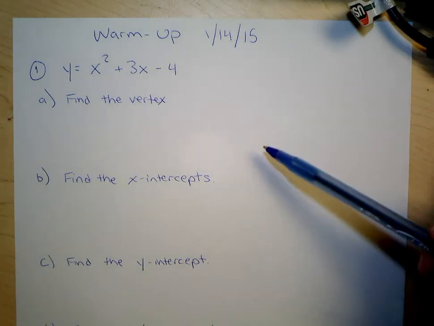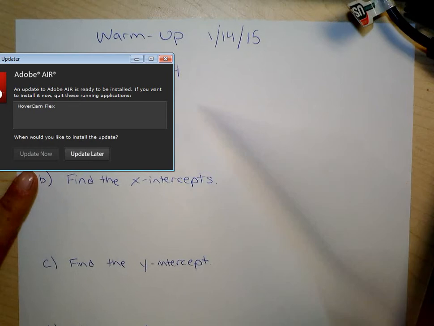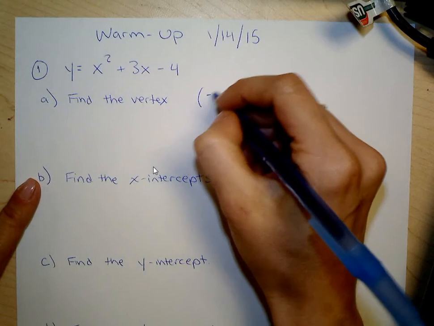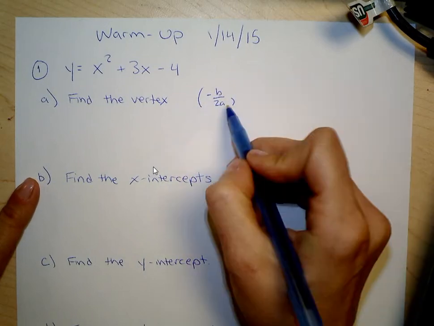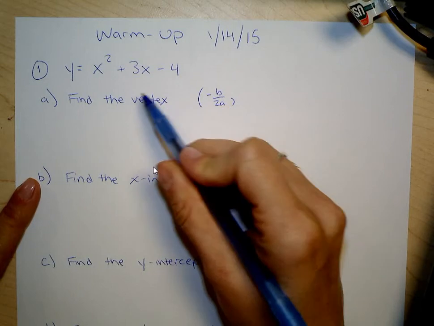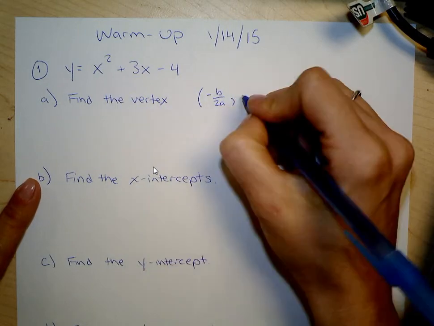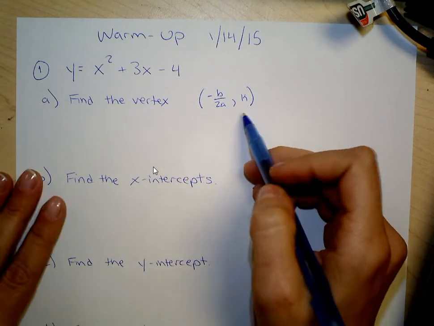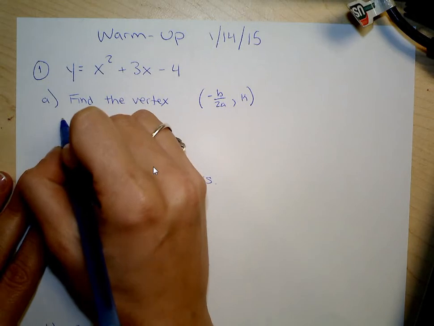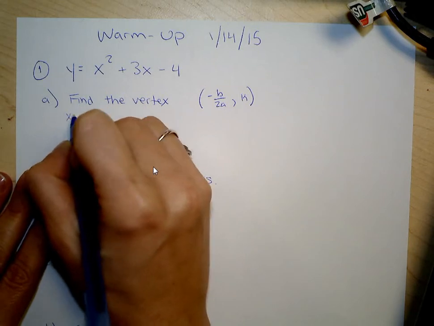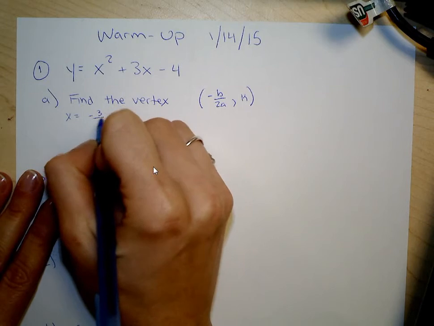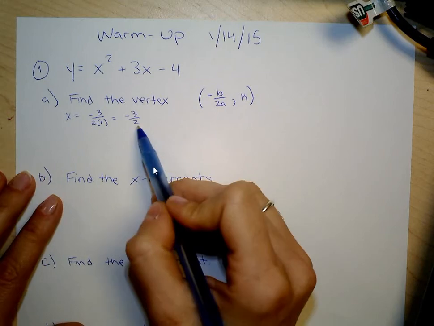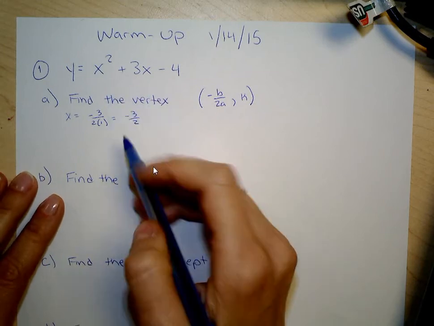Okay, so finding the vertex I have in standard form. I know my vertex x-coordinate is going to be negative b over 2a. Whatever I get for this x-coordinate, I'm plugging back in for x and solving for y, which for my vertex y I just call k. So negative b over 2a is negative 3 over 2 times 1, which is equal to negative 3 over 2. Now I have to plug this back in for my x to solve for y, or k.